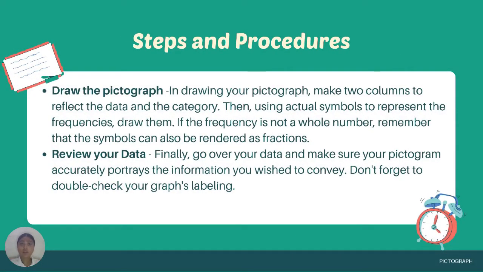Step 4 is to draw the pictograph. In drawing your pictograph, you must make two columns that represent the category and the data. Then you must draw the actual symbols that will represent the frequencies. Remember that the symbols can be drawn as fractions as well if the frequency is not a whole number.